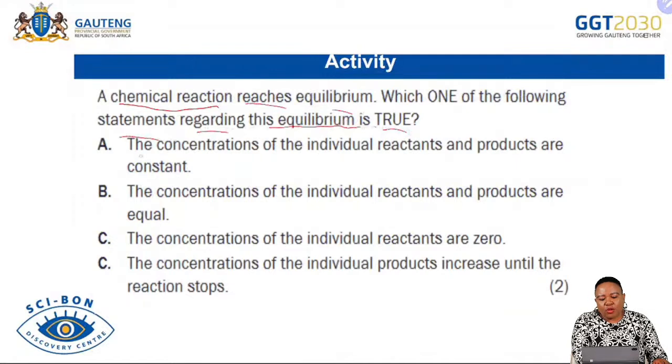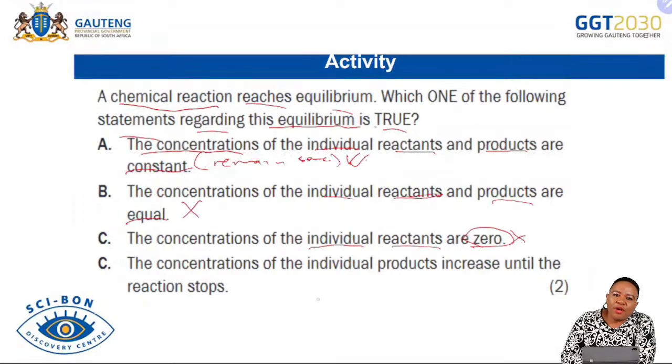Okay, let's look at number 2. The concentrations of individual reactants and products are equal. Definitely, this is not true. We know that they must remain constant, which is true when they say it remains the same. The concentrations of the individual reactants and products are 0. Definitely, this is incorrect. The concentration at equilibrium is not 0. The reactants and the products will definitely have a certain concentration, more than 0, that will not change.